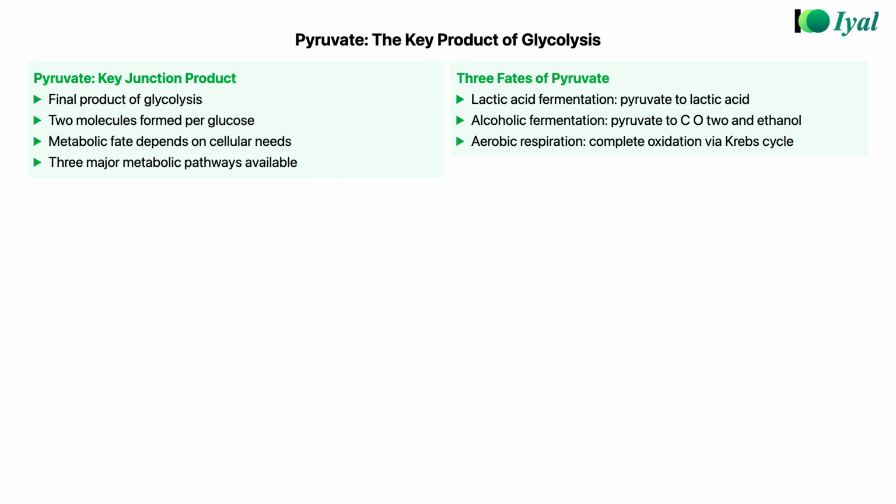1. Lactic acid fermentation. In this case, pyruvate becomes lactic acid. 2. Alcoholic fermentation. Pyruvate becomes carbon dioxide and ethanol. Yeast does this. 3. Aerobic respiration. Pyruvate enters mitochondria, gets completely oxidized, produces lots of ATP. Which way depends on oxygen availability and organism type.